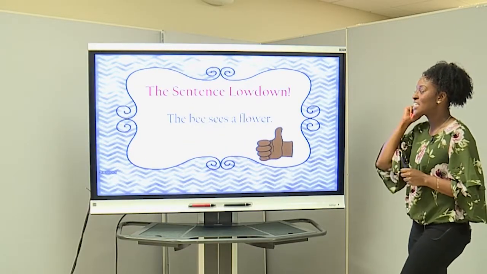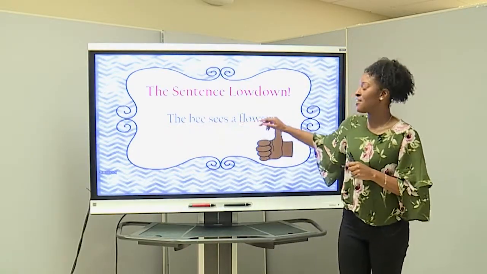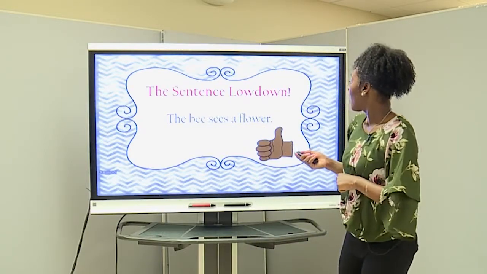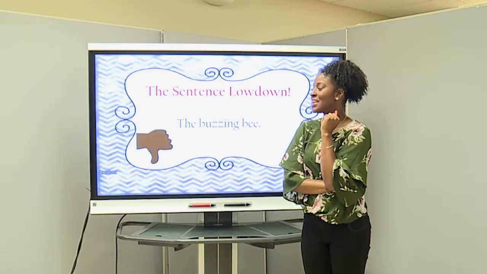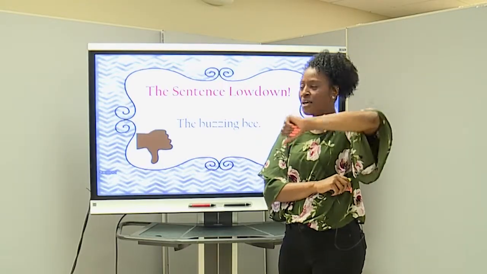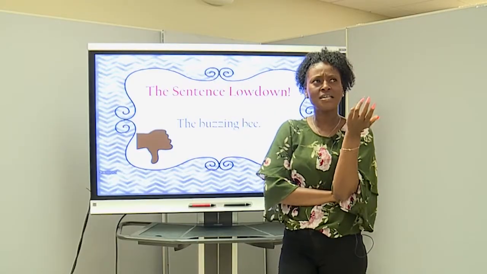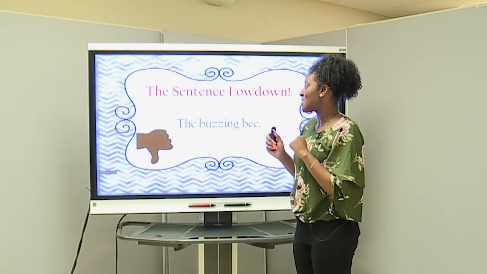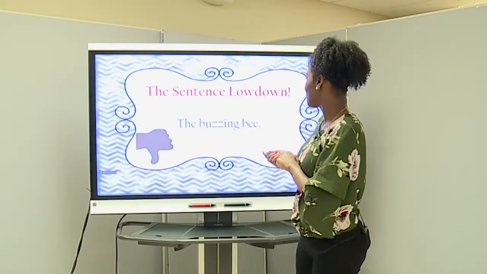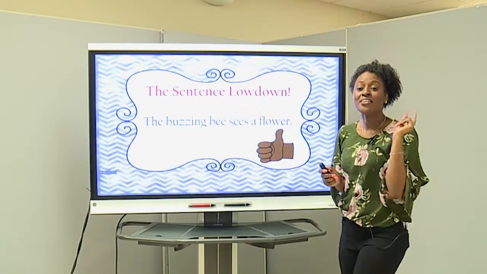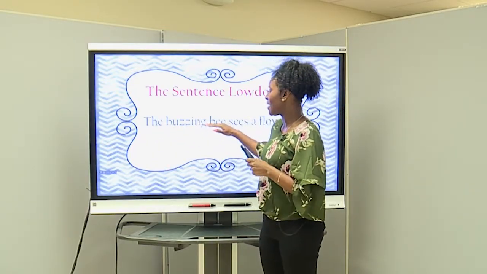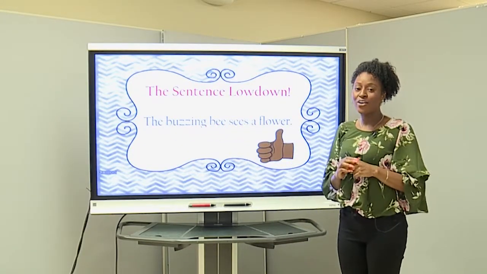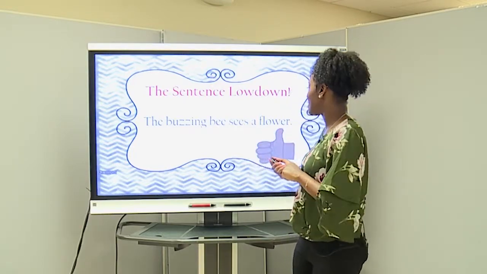All right, guys, so let's keep going. The bee sees a flower. This is in fact a sentence. The buzzing bee. This one is not a sentence. What does the buzzing bee do? That is my question to myself. We don't know. So that means this is not a sentence. It's in fact a fragment. But we can fix that part. We had the buzzing bee and we were trying to figure out what the buzzing bee does. The buzzing bee sees a flower. Now we in fact have a sentence.